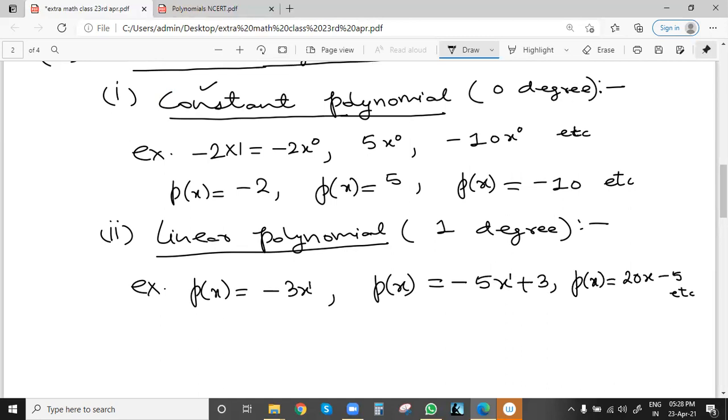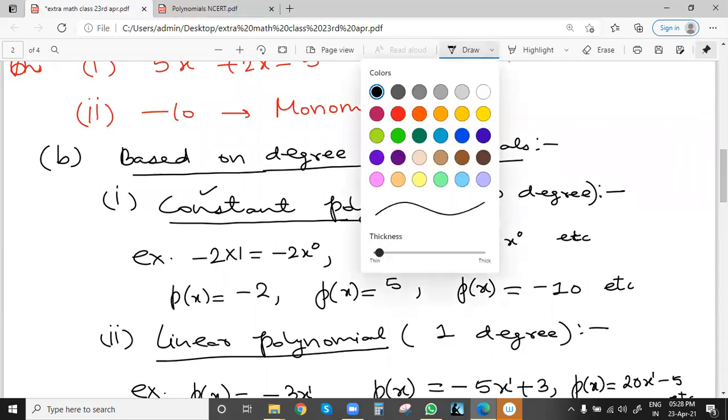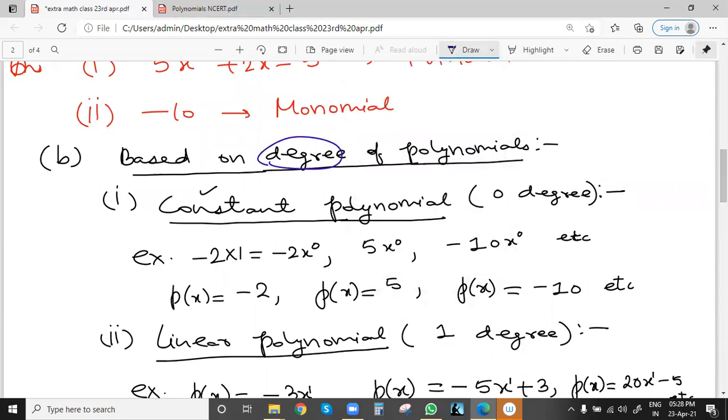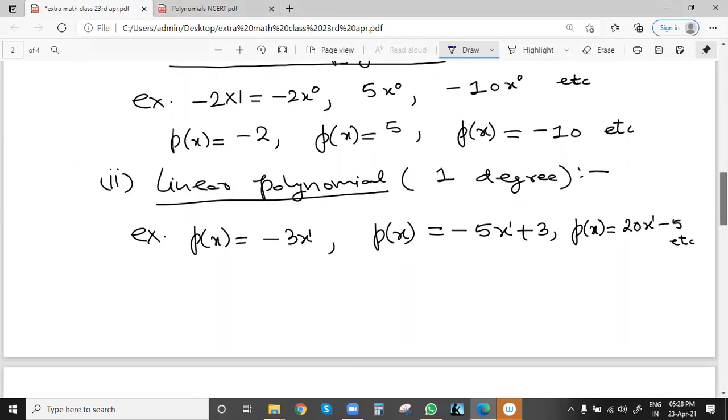Here we can see x to the power, nothing is given, that is obviously 1, 1, 1. That's why degree 1, maximum power of x. Degree is basically the maximum power of x. X means x or any variable in which the polynomial is expressed: x, y, or t. Here we have the polynomial in terms of x, so that's why we have written x. So the maximum power of x will be 1 in a linear polynomial.